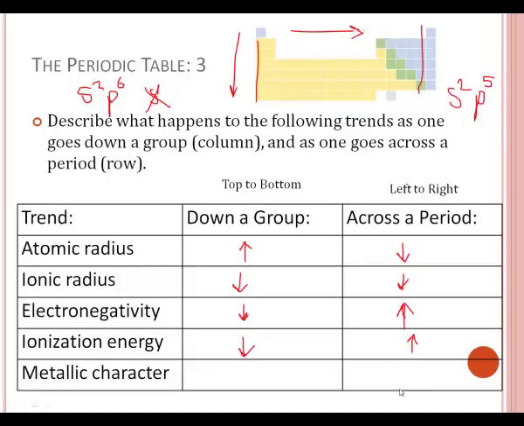The last trend is metallic character, and this is how much a particular element acts like a metal. In this case, the most metallic element is going to be francium down here. So the closer something is to francium, the more it acts like a metal. So as we go from top to bottom, the metallic character is going to increase. And as we go across a period, from left to right, as we move away from francium, the metallic character decreases.